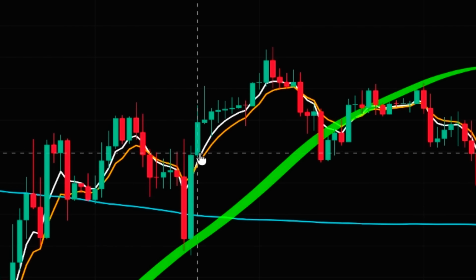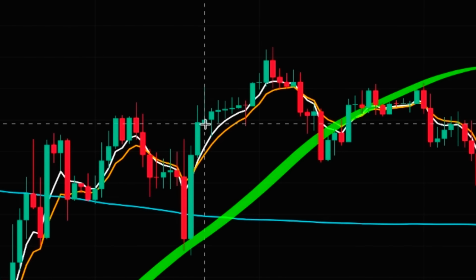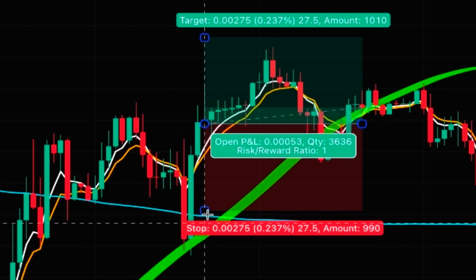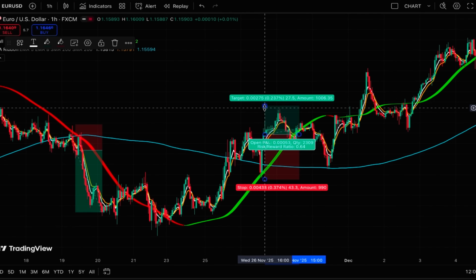You can see that when this candle is closed, the white line is already closed above the orange line, so the buy signal here is confirmed, and we could enter a long position at this point with the stop loss below the pullback and profit target at risk to reward ratio of 2.